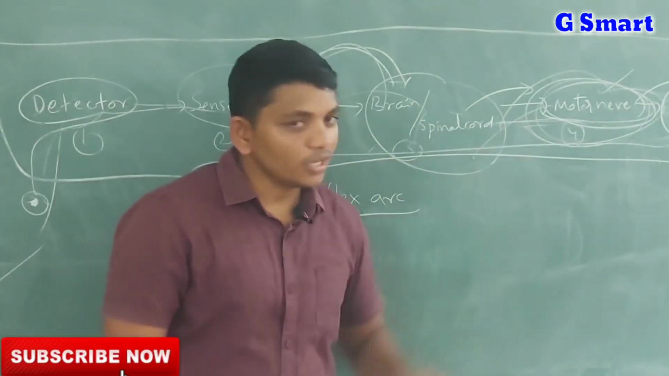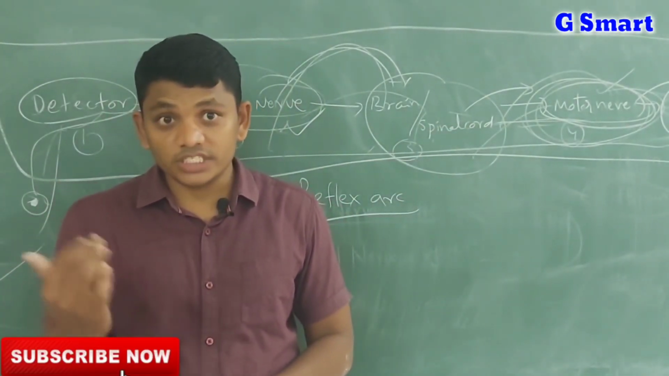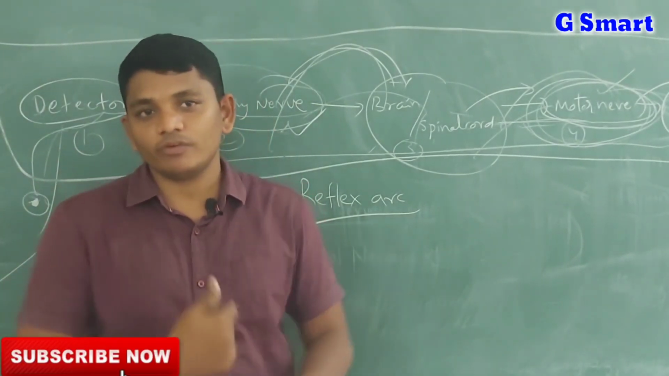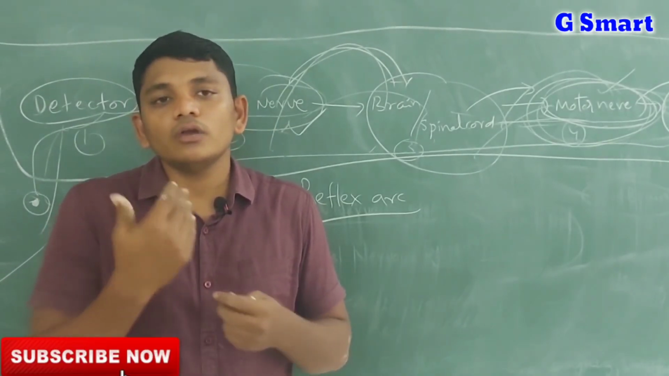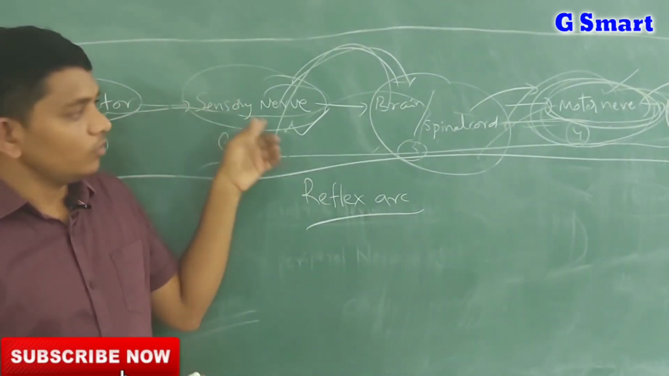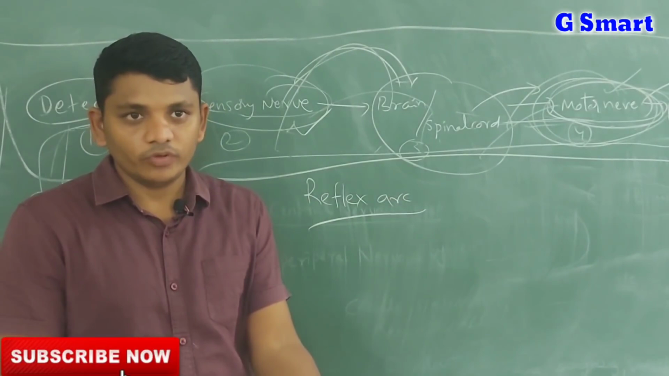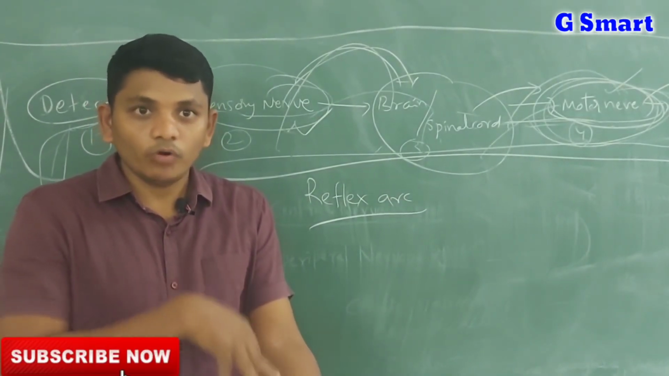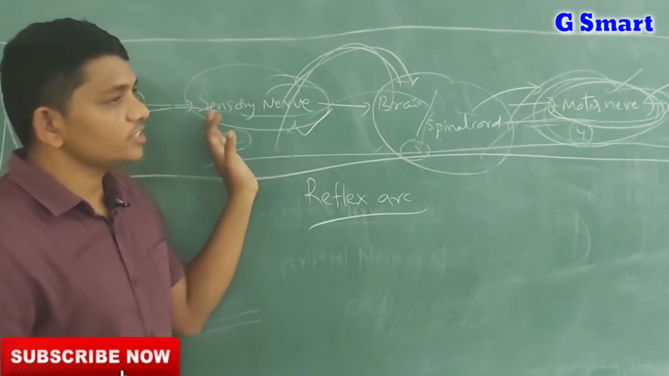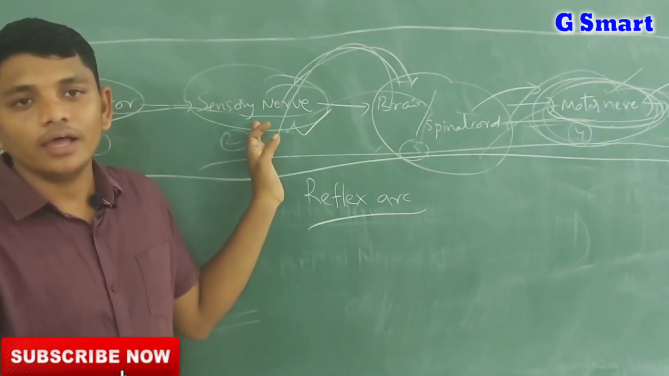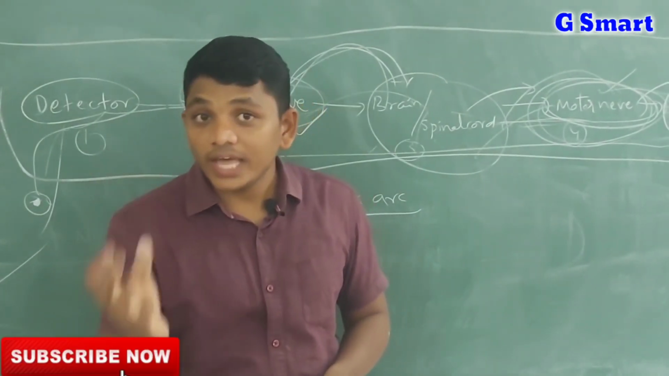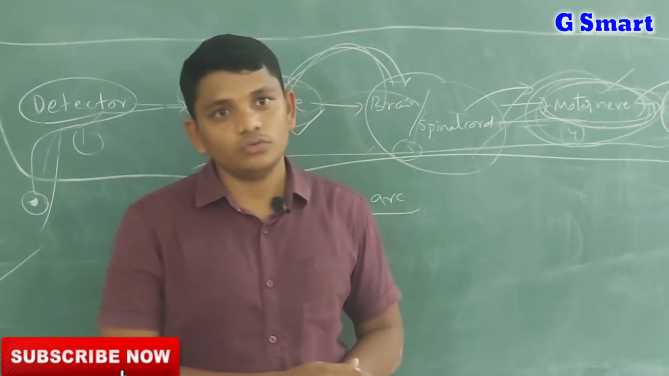The motor nerve is receiving the response from the brain or spinal cord. So it comes under the inward parts of our body. It does not appear outside. The part appearing outside is called the sensory nerve. The motor nerve is always inside. It works in our body only. It does not appear outside. Clear? So the main function of the sensory nerve is to carry the impulse to the brain, and the main function of the motor nerve is to carry the response to the effector organ.